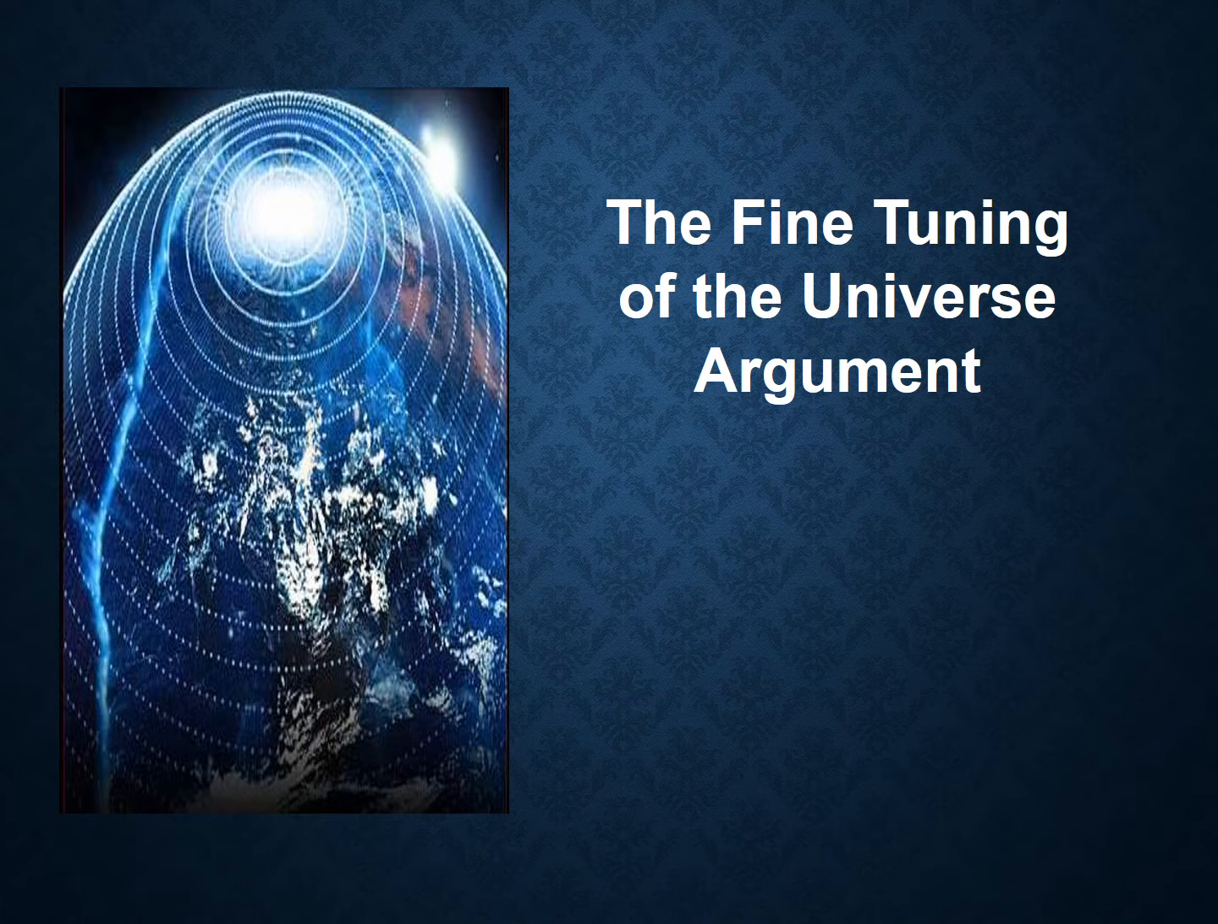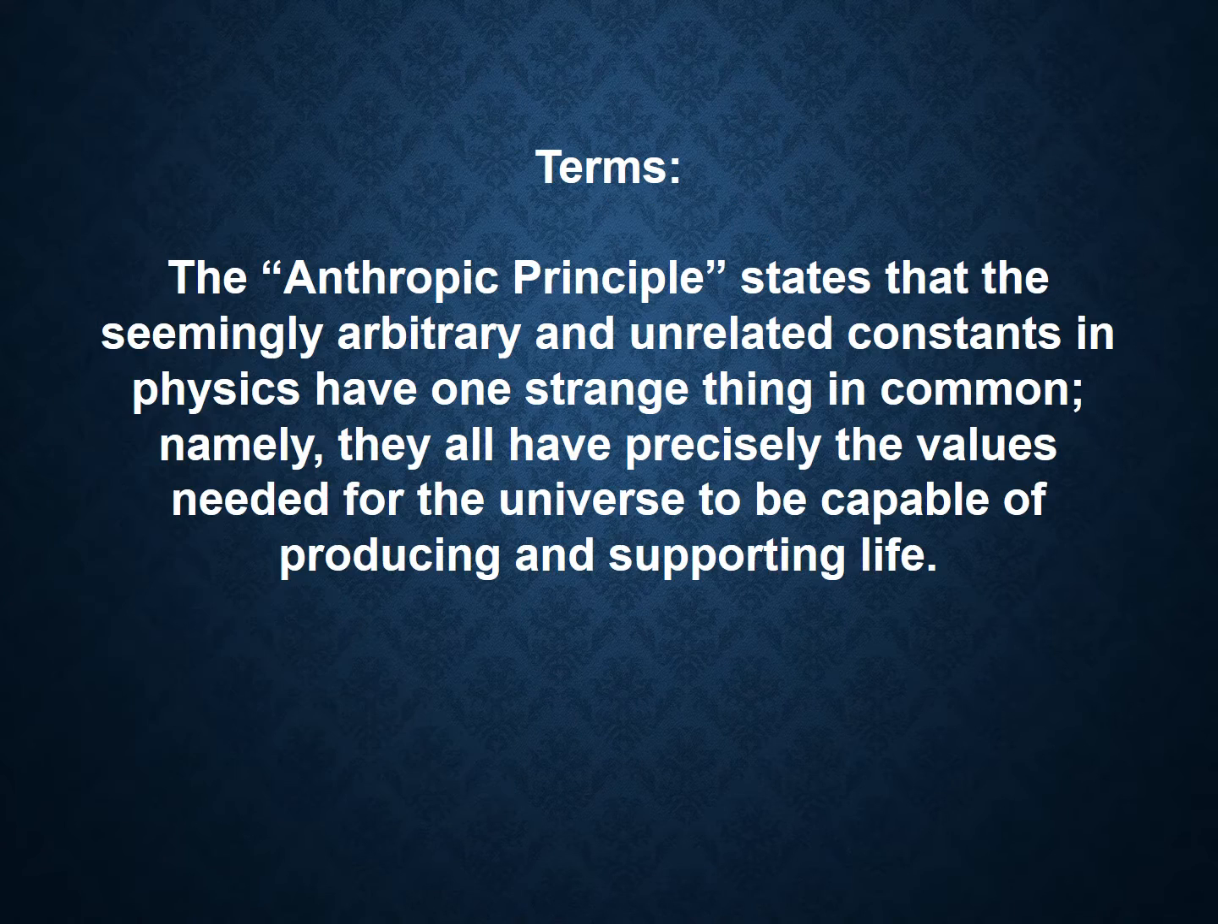Now let's talk about another design argument. For example, this is an inference to the best explanation as well: the fine-tuning of the universe argument. Of course, when it comes to the fine-tuning argument, we're talking about the anthropic principle, which states that the seemingly arbitrary and unrelated constants in physics have one strange thing in common, namely that they all have precisely the values needed for the universe to be capable of producing and supporting life.